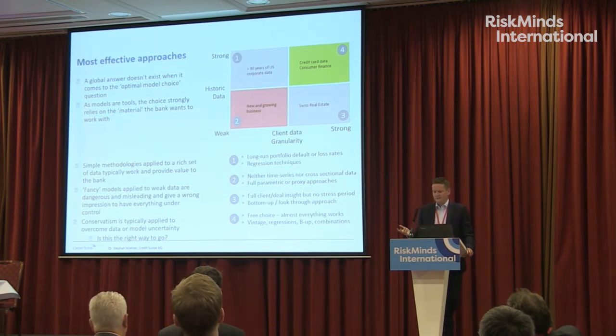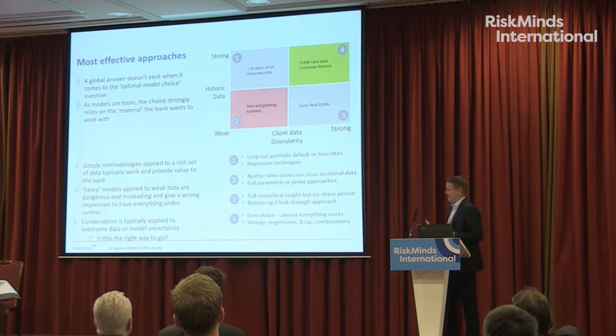If you look at the illustration top right, it typically depends on what you have at hand in terms of data. And if you look at it in two dimensions, first of all, you have how much historic data you have: weak or strong data? That's probably one dimension. And the other one is the client data granularity. So your current portfolio, how well do you collect information for those clients during the approval process? And depending on the situation, you have different choices.